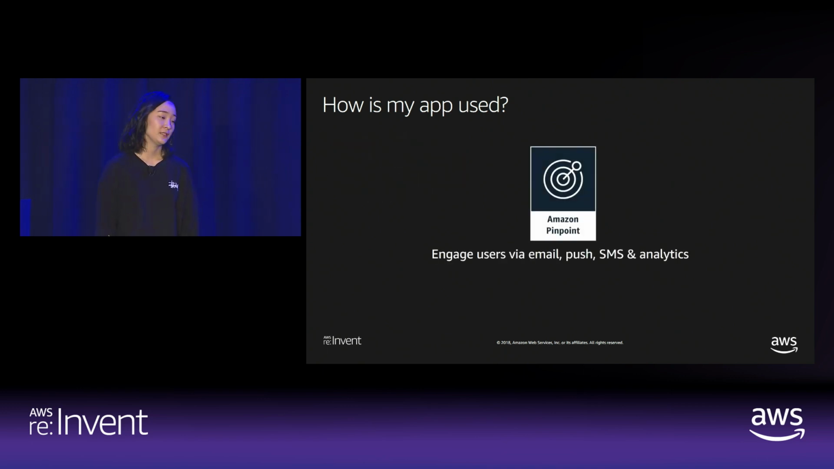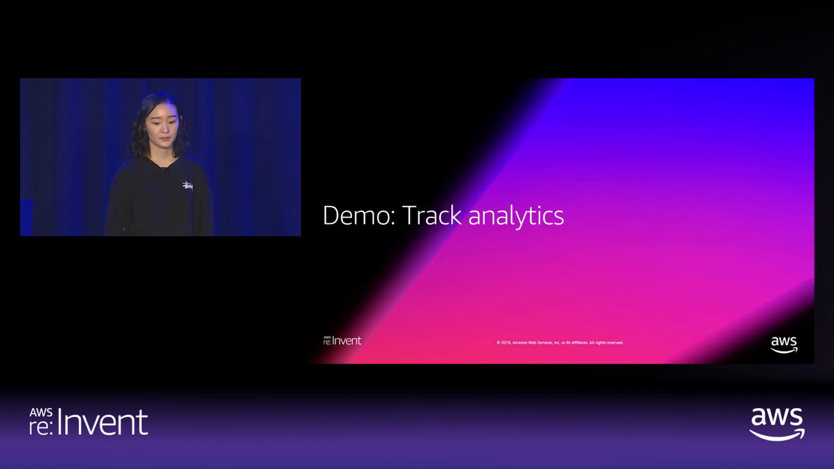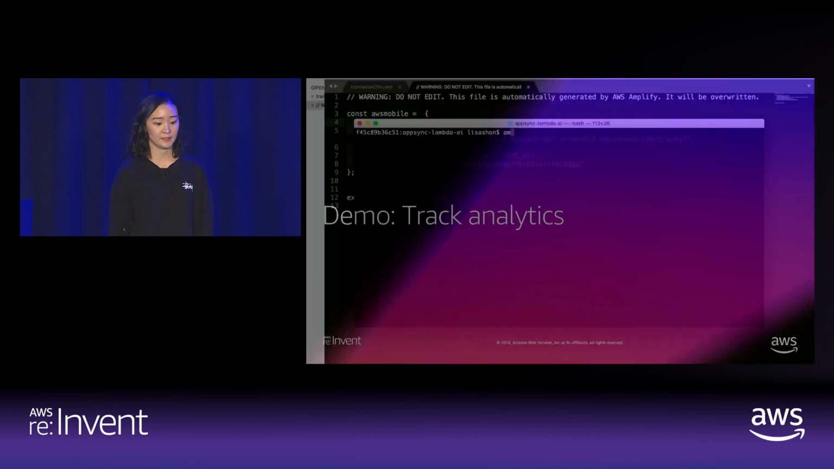So you can track these analytics with Amazon Pinpoint. It allows you to engage your users with email, push, and SMS. And it's easy to integrate this as part of your app using AWS Amplify that I mentioned earlier. So let me just show you how easy that is.